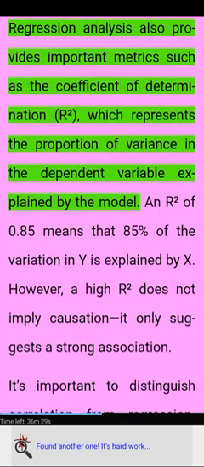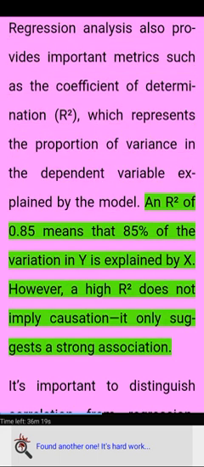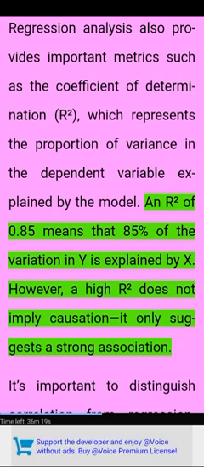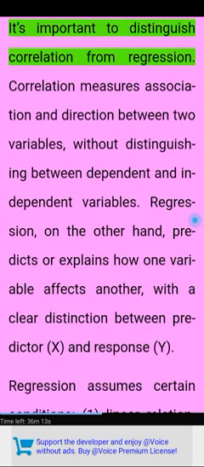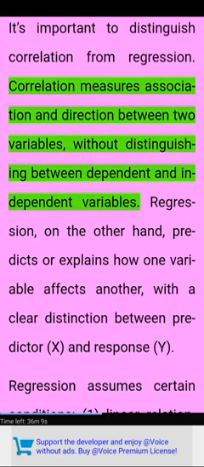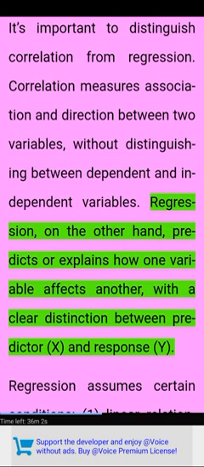Regression analysis also provides important metrics such as the coefficient of determination, r squared, which represents the proportion of variance in the dependent variable explained by the model. An r squared of 0.85 means that 85% of the variation in y is explained by x. However, a high r squared does not imply causation, it only suggests a strong association. It's important to distinguish correlation from regression. Correlation measures association and direction between two variables, without distinguishing between dependent and independent variables. Regression, on the other hand, predicts or explains how one variable affects another, with a clear distinction between predictor x and response y.